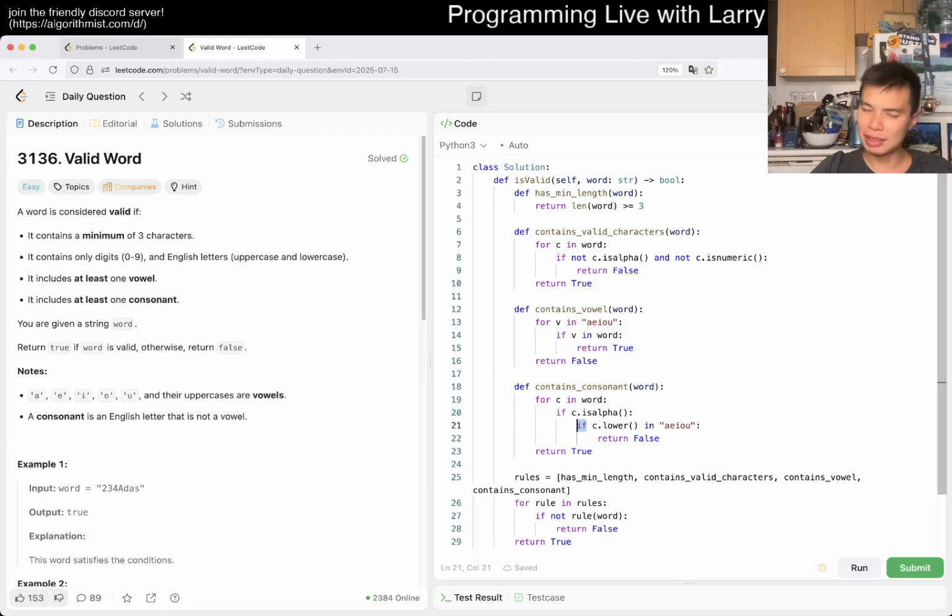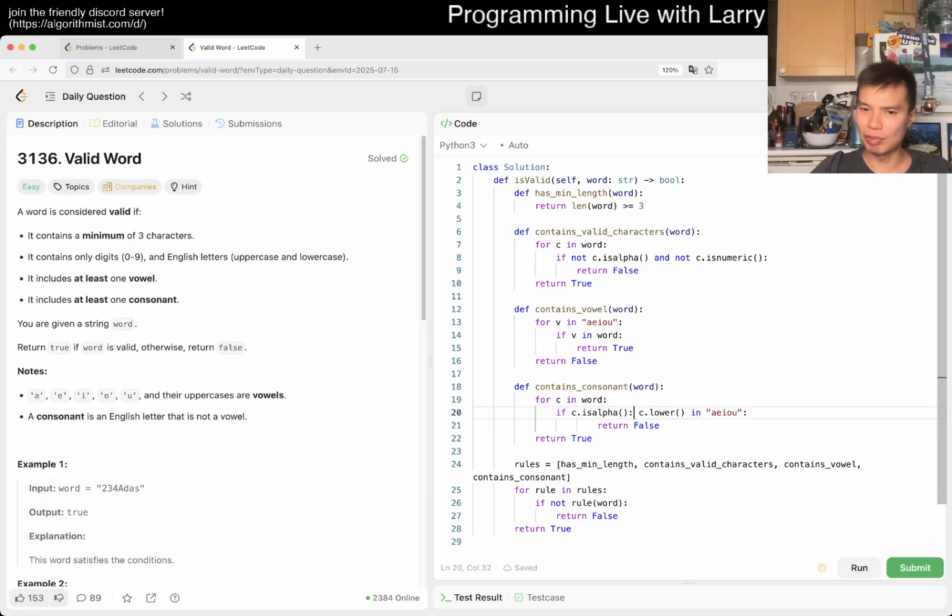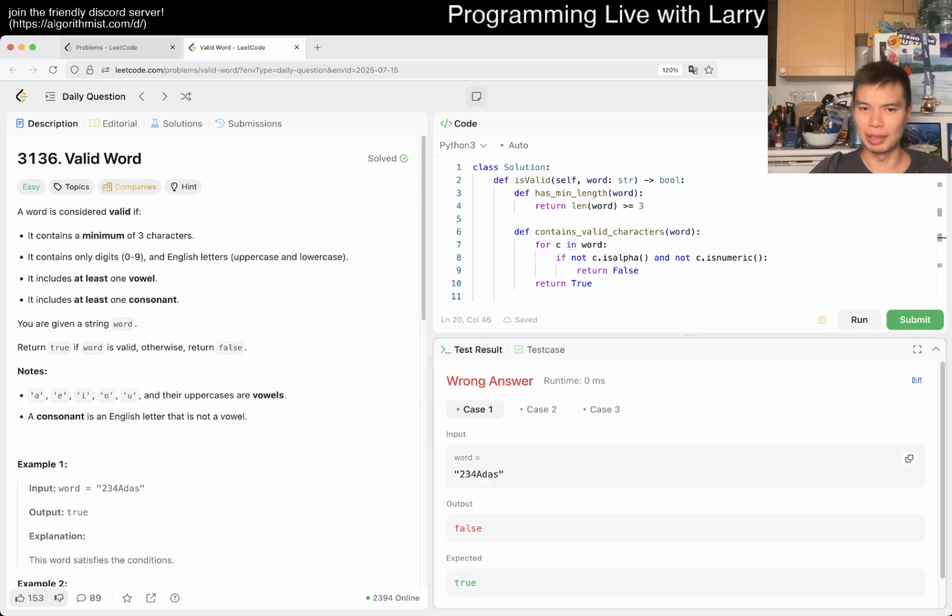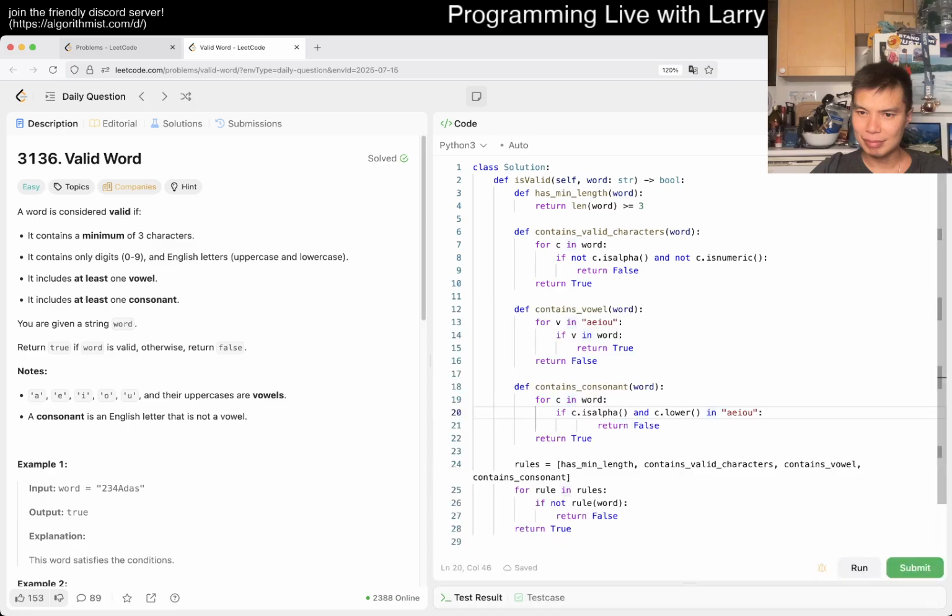Oh, maybe I just misunderstood it then. Actually, this is right. But for some reason, I added a not here, and I got confused a little bit. Okay, still wrong. No. This is still wrong, because this is saying if this is an alphabet and it is lower, then return false.